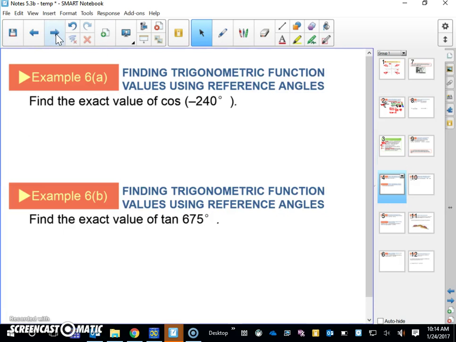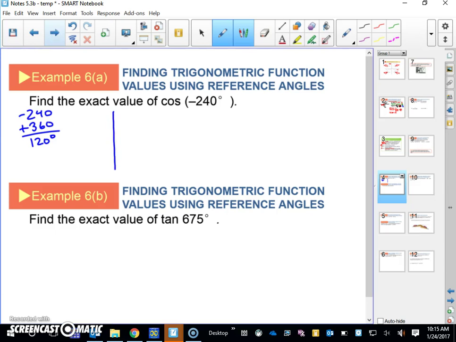Example 6a. Find the exact value of cosine negative 240. A couple of different ways of doing this. You could just graph that negative 240 or draw a picture of the angle. I think it might be easier for us to find that least positive coterminal. Let's add 360 and see that it's 120 degrees. Now, I'm not saying negative 240 equals 120. I'm saying that those angles end up in the same spots. So let's look at where 120 is. There's 0, 90, and 180. 120 puts us in the second quadrant.